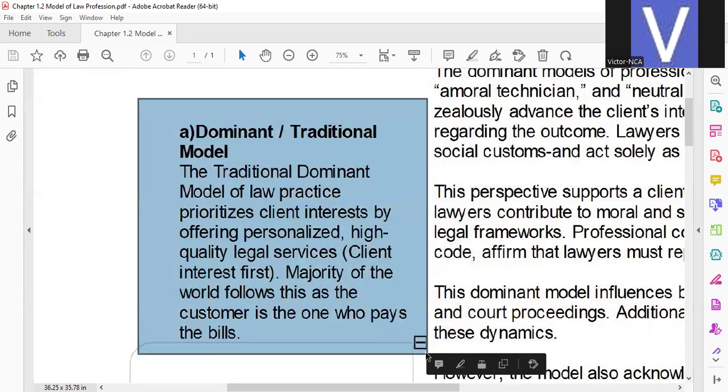The traditional dominant model of law practice is one which says to always prioritize clients' interest, and this is done by offering personalized, high-quality legal services. This in turn also means that clients' interest is first and foremost, and the majority of the world follows this, as it is the client who is the customer and who pays the bill.